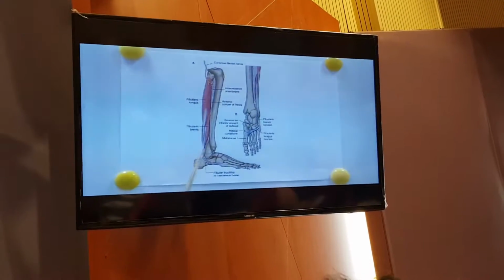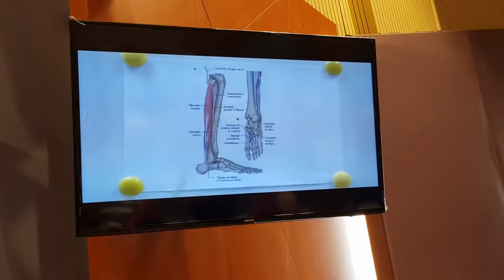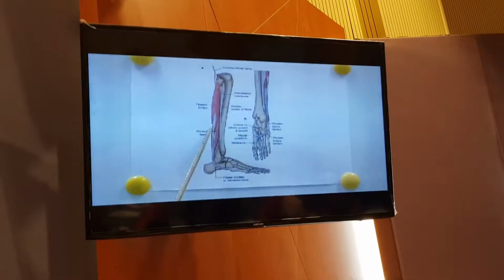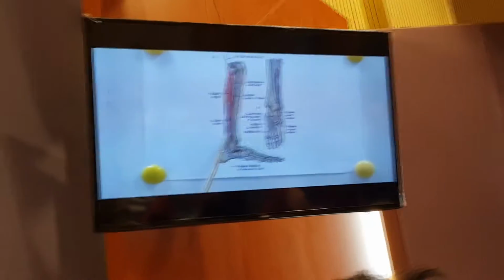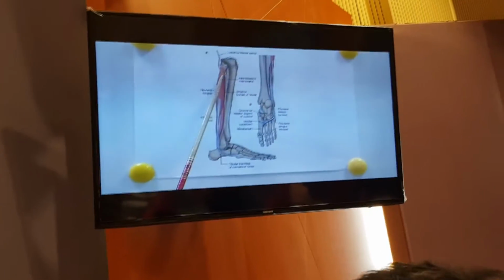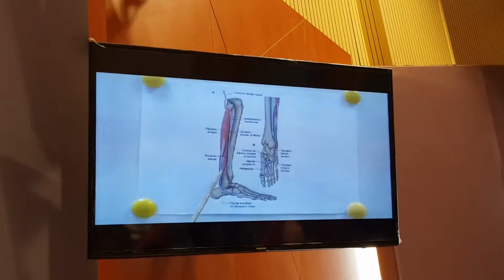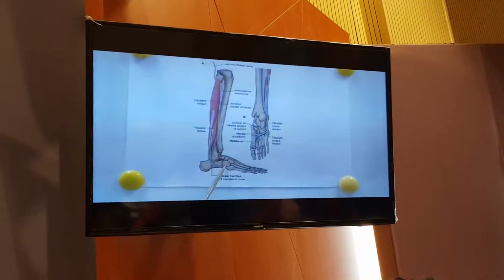The lateral compartment of the leg consists of 2 muscles. They are peroneus or fibular longus and peroneus or fibular brevis. Longus is here, behind the tibia. Brevis is there. They go around the lateral malleolus and attach to the foot.